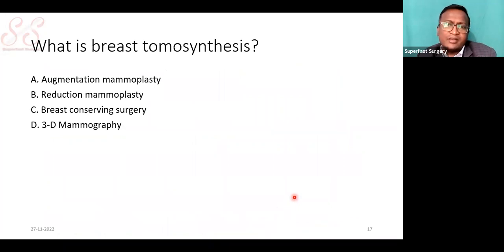Now we'll test ourselves with this MCQ. But before we practice this MCQ, I would like to give you a tip that we need to read all the options before we tick any of the options given. Don't take any of the questions too lightly, because every correct answer is fetching you marks, and if wrong, you will be ranked much lower. So you can use the chat box and reply to me: what is the best tomosynthesis? A is augmentation mammoplasty, B reduction mammoplasty, C breast conserving surgery, and D 3D mammography.